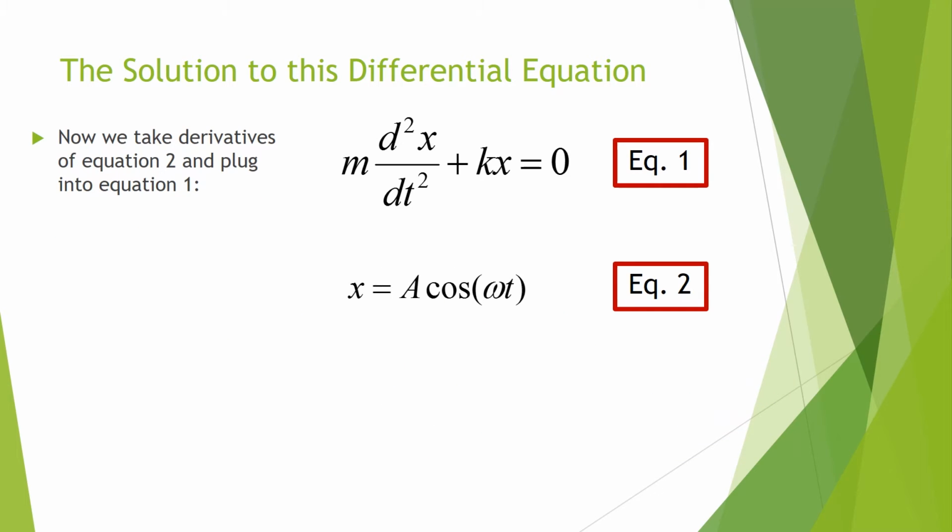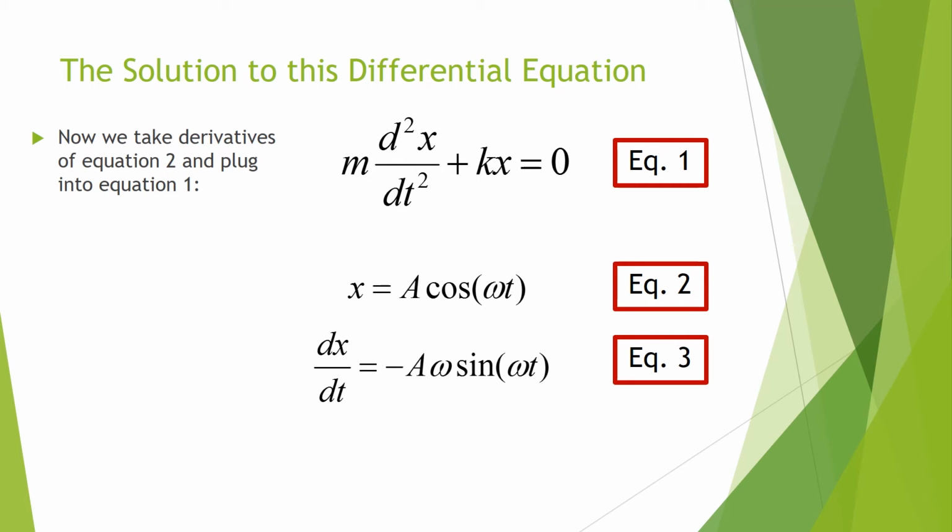So what we're going to do is label these equations: equation 1, which is our differential equation, and equation 2, which is our potential solution. Okay, we need to see if this solution is going to work for x. And we're going to take derivatives of equation 2 so that we can plug it into equation 1. So we're going to need a second derivative, and we already have the x term itself, and then k and m are just constants.